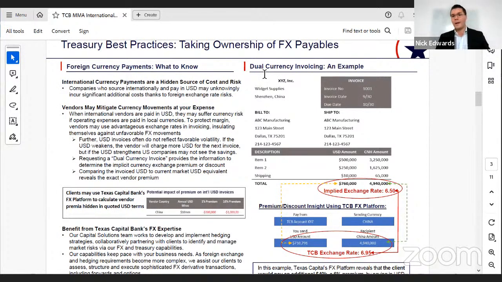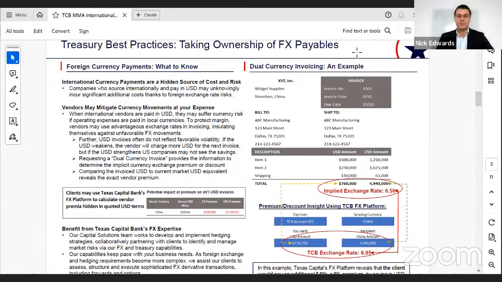So what are ways to avoid that? Well, number one, you can ask your supplier for what's referred to as a dual currency invoice. That's asking your supplier to price out your contract in dollars, but also in local currency. This can go for pesos, Indian rupee, euros, really anything. But by getting a dual currency invoice, by looking at both of those invoices in different currencies, you can then determine, well, what is the implied exchange rate that my supplier is adding to my invoice?